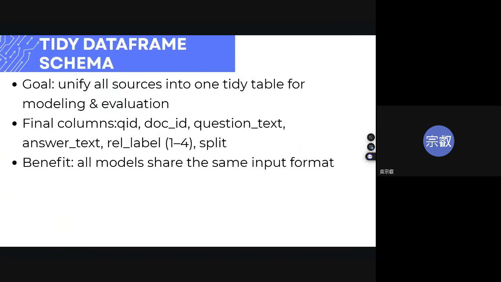And this slide shows the key deliverable, a tidy data frame that merges all sources into one consistent schema. Each row represents a query-document pair with the query text, the candidate answer text, and a relevance label from 1 to 4. We also attach a split tag, train, valid, or test, so every teammate can train and evaluate using the exact same data definition. This is crucial because it removes ambiguity and prevents each model from using slightly different preprocessing.